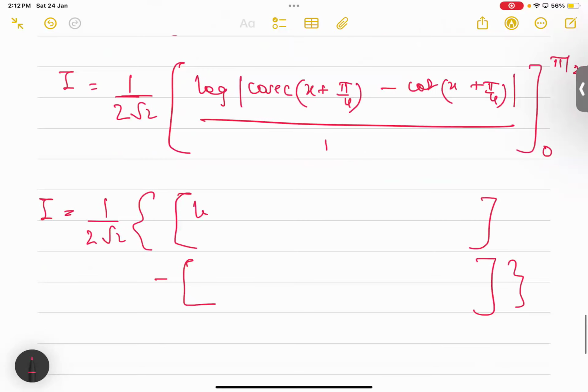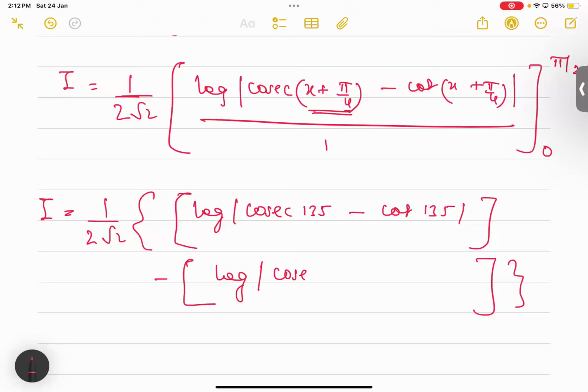Okay. Log. Now directly I write pi by 2 plus pi by 4, which is 3 pi by 4. And what is 3 pi by 4? 135, right? Yes or no? Minus cot 135. And this will be log of the lower limit.